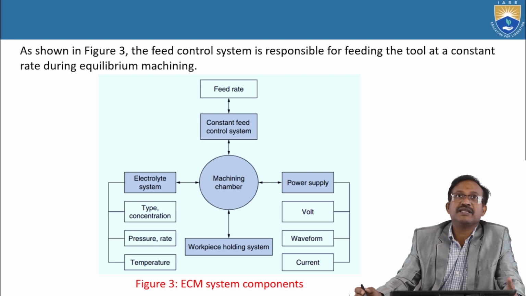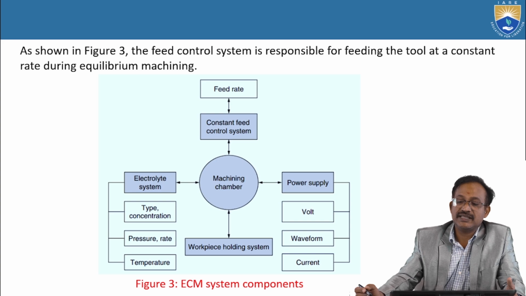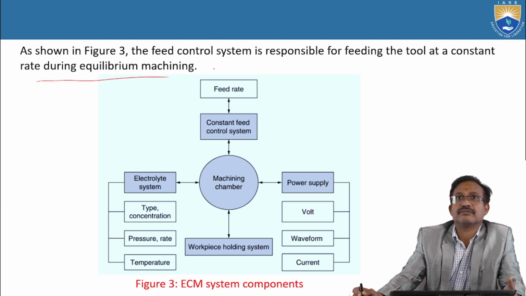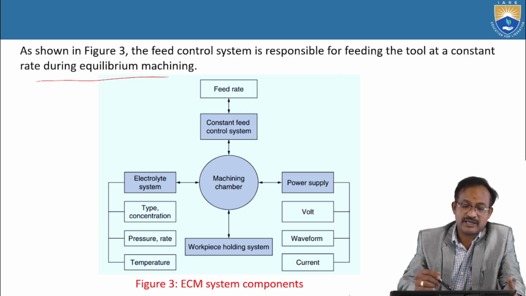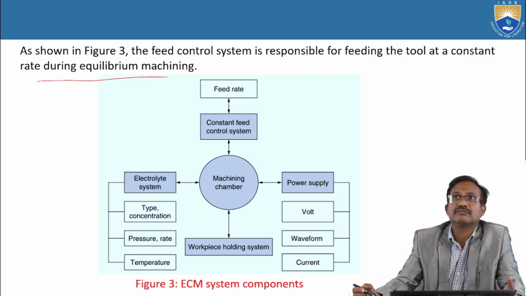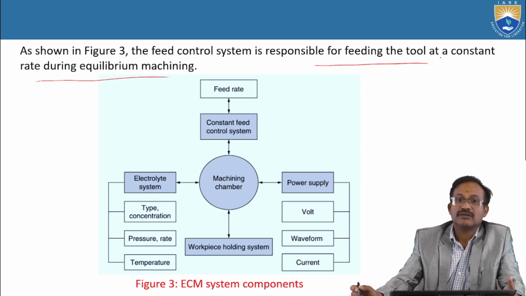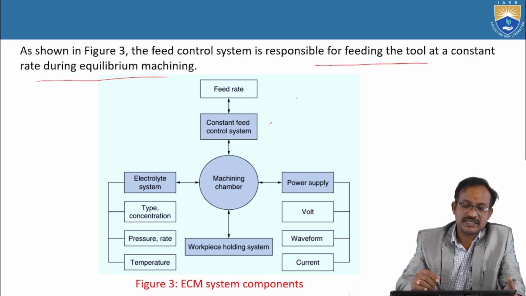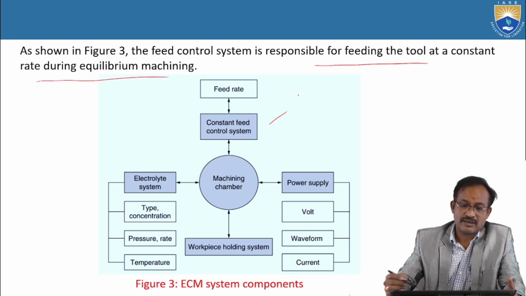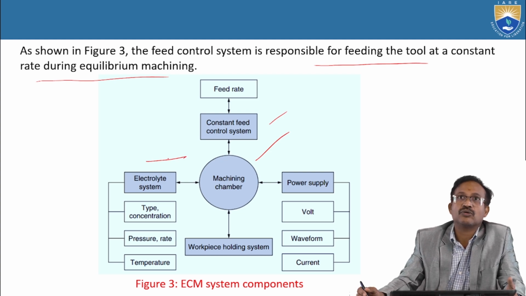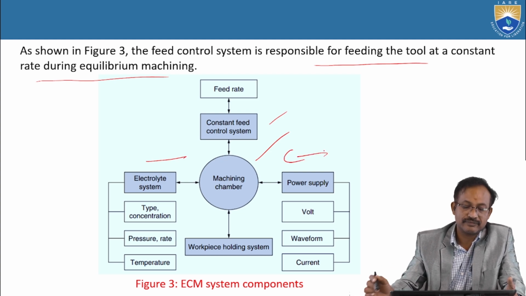As shown in figure 3, the feed control system is responsible for feeding the tool at a constant rate during equilibrium machining. So here, feed rate, constant feed control system, machining chamber. On this machining chamber, we are attaching the electrolyte system and power supply.